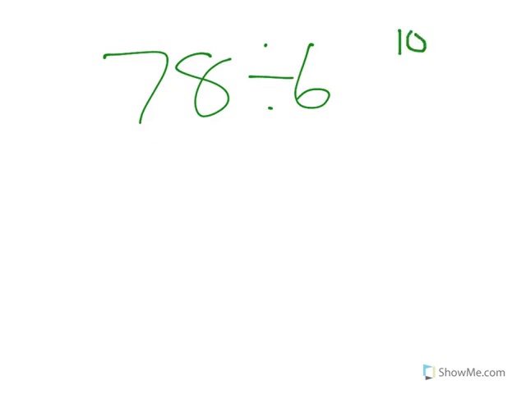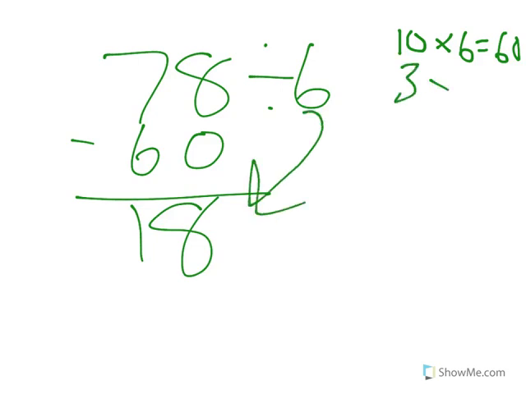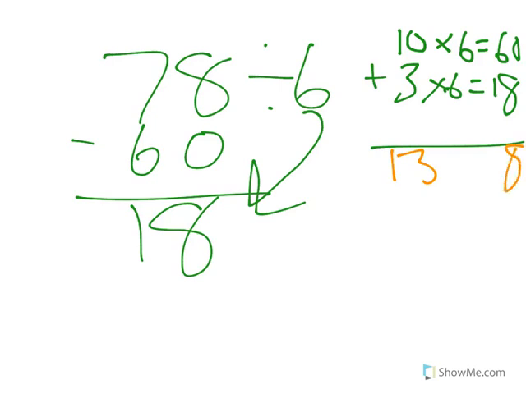One more, 78 divided by 6. Once again, I'm always going to take out a 10. So 10 times 6 equals, good, 60. So I got 60, and then subtracting, I get, good, 18. Now I can say 6 times what is 18? 3. 3 times 6 equals 18. I add these, and I get 13. I'm going to check that just in case: 60 plus 18 is 78. So my answer is 13.